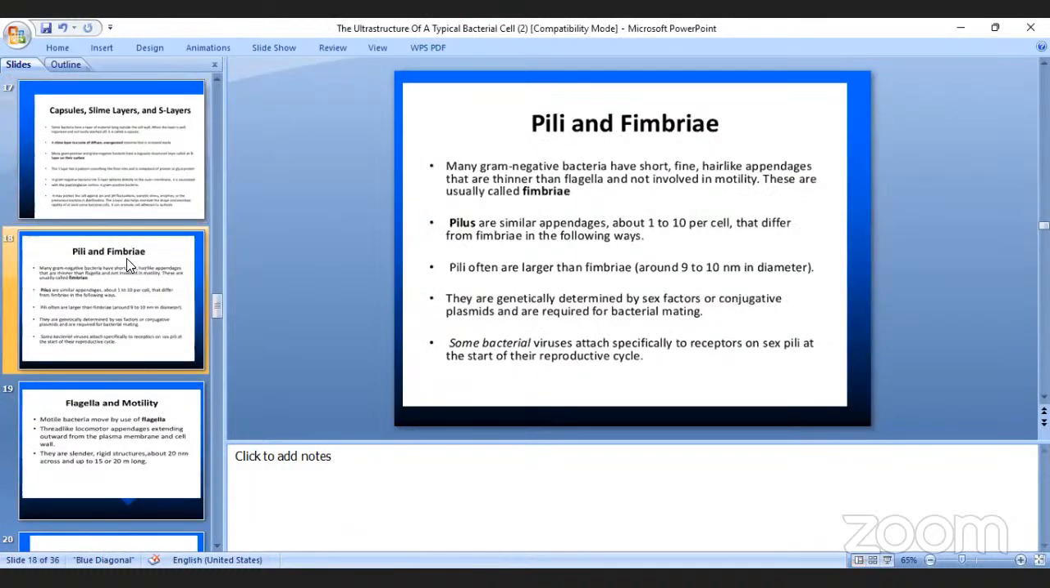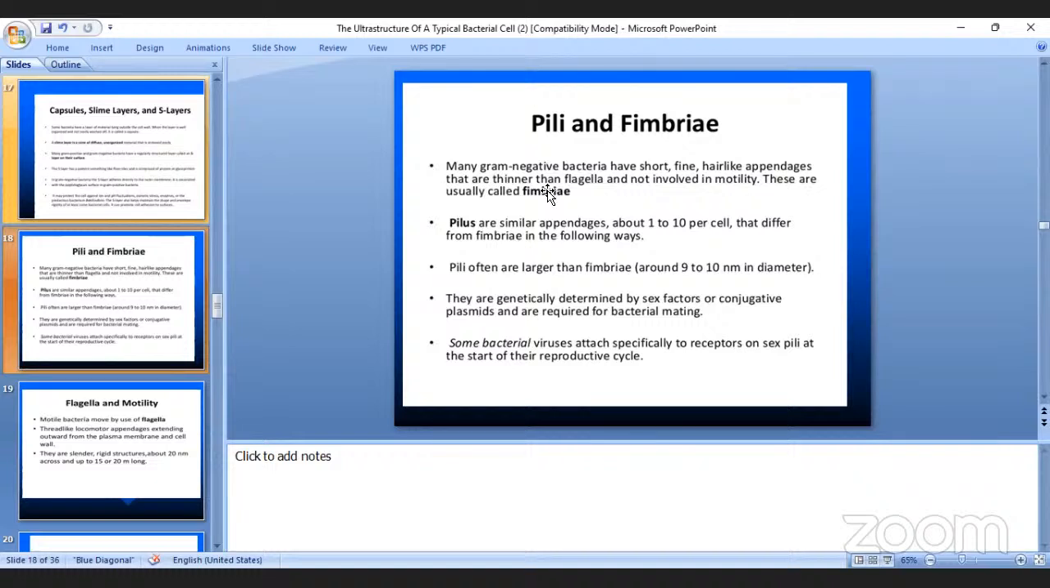So the most external structures of the cell wall are pili and fimbriae. You can see in the diagram, pili and fimbriae are hair-like structures, which are present in many gram-negative bacteria. They are short, fine hair-like appendages that are thinner than flagella and not involved in motility. These are usually called fimbriae. Fimbriae are thinner than flagella and not involved in motility. That is called fimbriae.